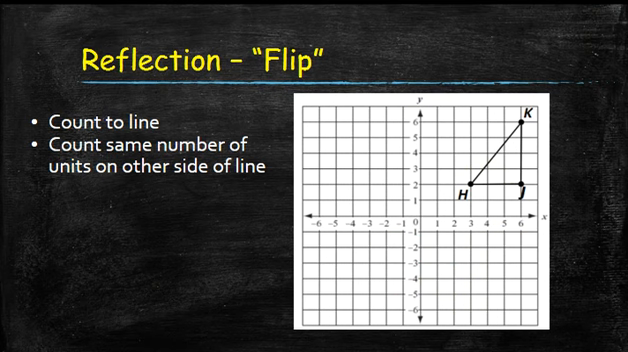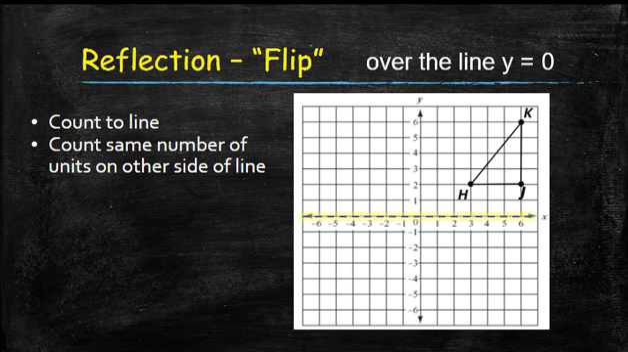A reflection is a flip. Our rule for these is that we count to the line that we're reflecting over, and then we count the same number of units on the other side of the line. We just have to be careful to make sure we know which line we are reflecting over to be able to do this. So we're going to try a couple of different reflections. First, we're going to flip over the line y equals 0. First, I'm going to highlight it so I know where I'm counting to. You notice y equals 0, that's a horizontal line. It goes right across the x-axis.